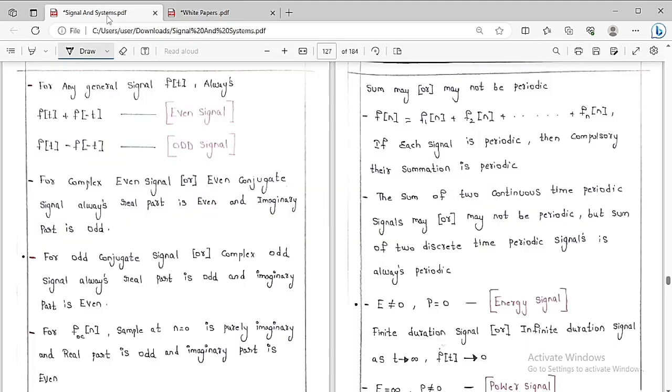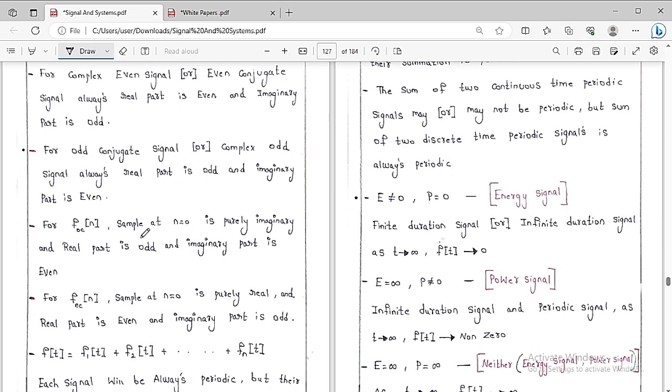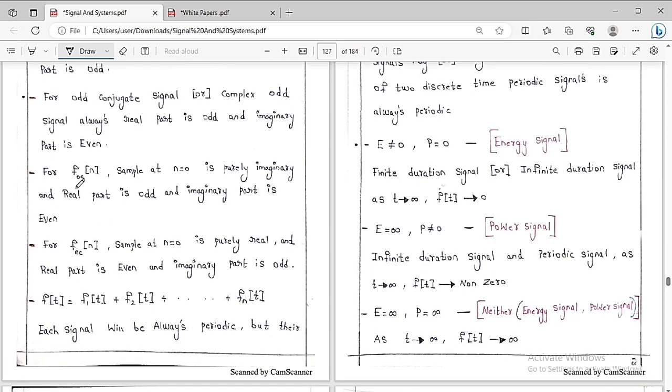the opposite of this nature. So therefore, we can say that for a complex even signal or even conjugate signal, the real part is always even and the imaginary part is odd. And for an odd conjugate signal or complex odd signal, always the real part is odd and the imaginary part is even. So these points you always have to keep in mind. Now, for FOC of n, this odd conjugate signal, the sample at n equal to 0 is purely imaginary, and the real part is odd and the imaginary part is even.